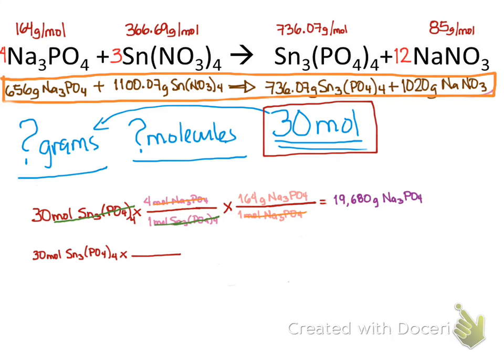The this per that here will be 1 mole of tin 4-phosphate equals how many grams? 1 mole equals 366.69 grams per mole. Huh? Sodium phosphate, because tin phosphate is 736.07 grams of tin.